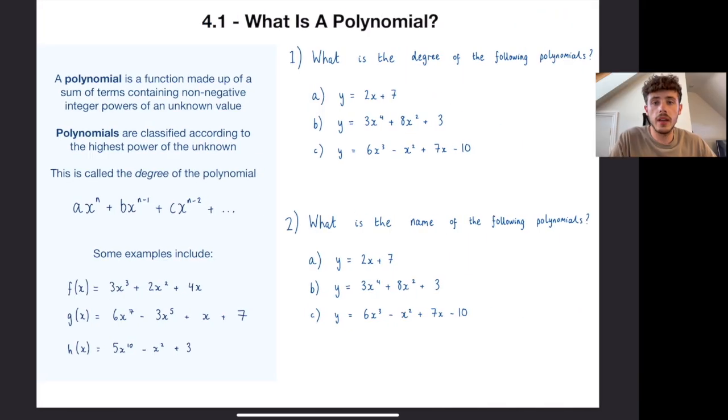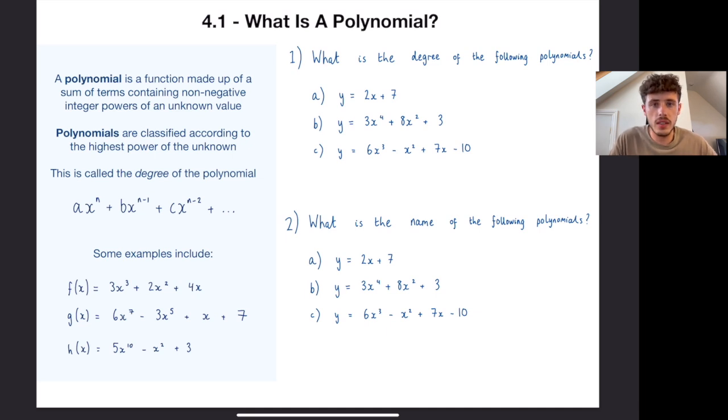The first subtopic is what is a polynomial. The word polynomial might be new to some of you that are coming from GCSE, but you definitely know what a polynomial is once I explain it. The fancy way to put it is a polynomial is a function made up of a sum of terms containing non-negative integer powers of an unknown value.